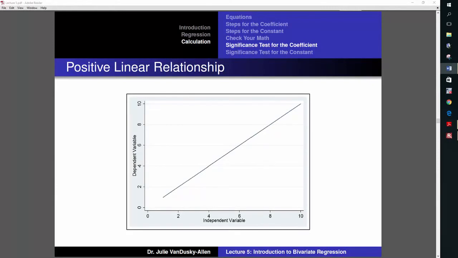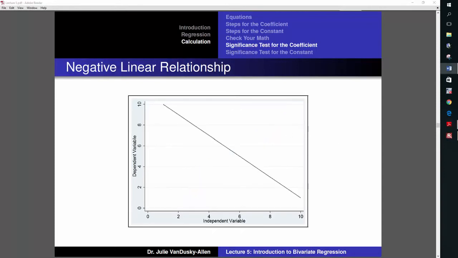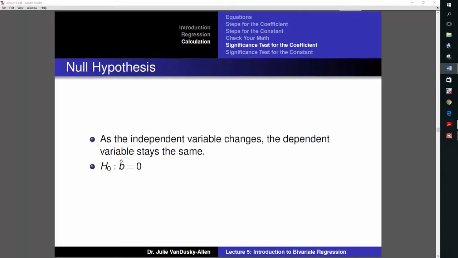If the coefficient is positive, then we say that as the independent variable increases, the dependent variable increases. Note that if this was the case, the coefficient or slope would be positive. That is why we would say there is a positive relationship. If the coefficient is negative, then we say that as the independent variable increases, the dependent variable decreases. Note that if this is the case, the coefficient or slope would be negative. That is why we would say this would be a negative relationship. So in order to figure out whether the coefficient is different from 0, we conduct a t-test.